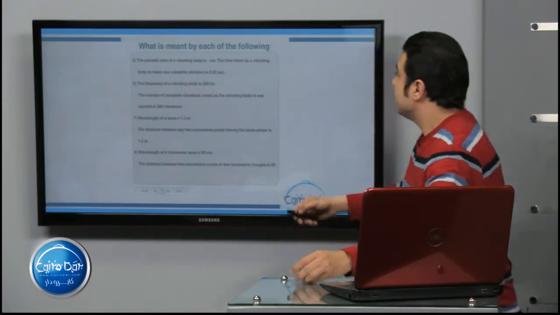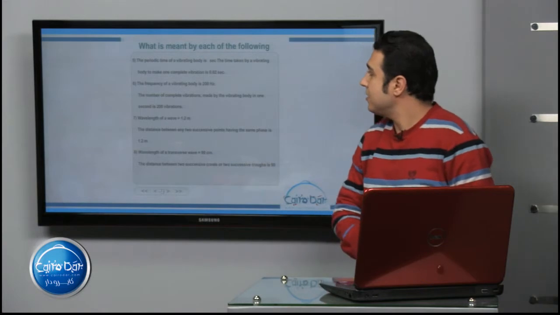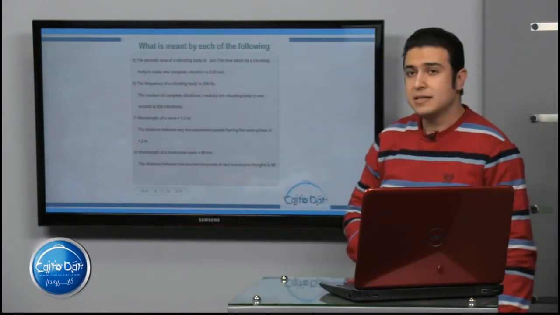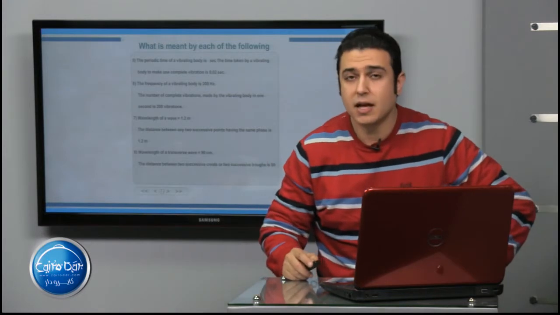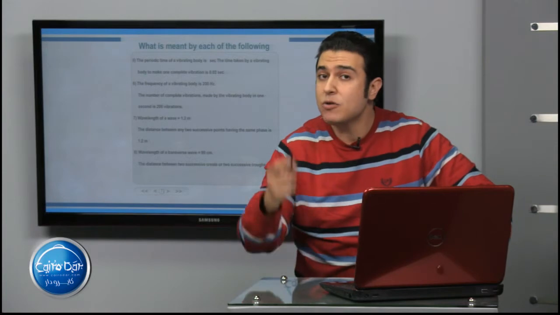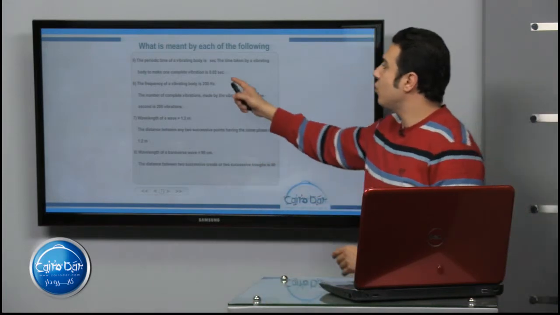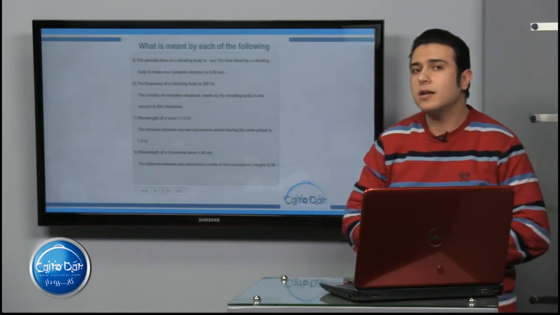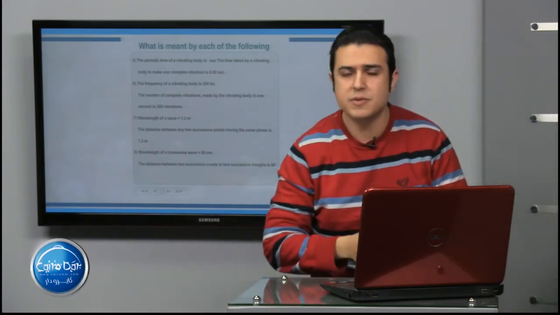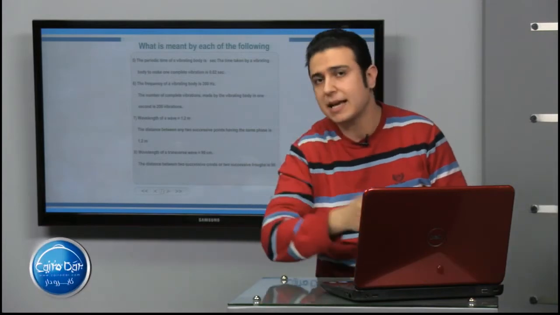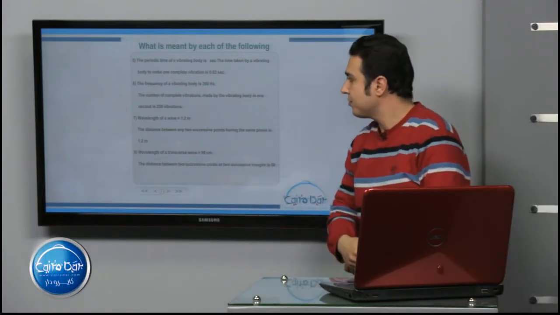Finally, here, the periodic time of a vibrating body is 0.02 seconds. It means that the time taken by the vibrating body to make one complete oscillation is 0.02 seconds. The frequency of a vibrating body is 200 hertz. 200 hertz means the number of complete oscillations made by the vibrating body in 1 second is 200.